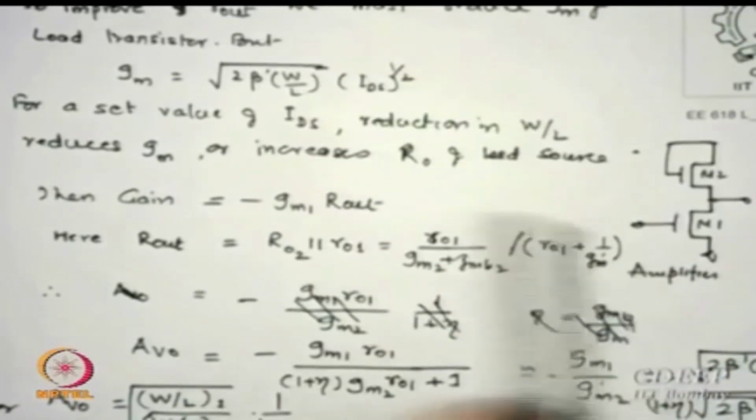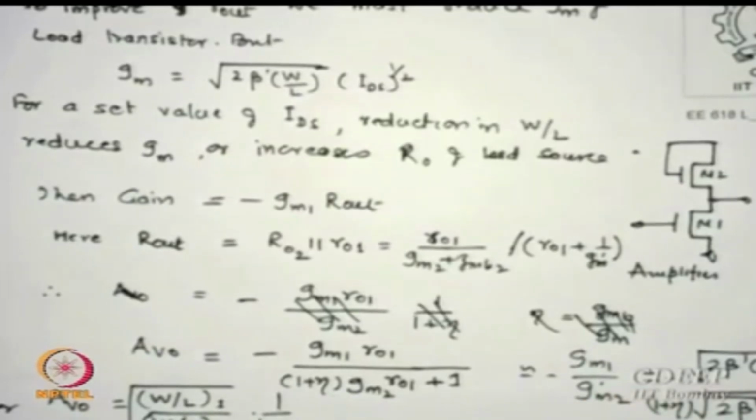So if I substitute this gm1 into this figure, roughly I will say Av0 is the square root of (W/L of 1) by (W/L of 2), divided by 1 plus eta. If you do not want to put eta as 0, you may also use eta 0 in many cases. So what is this kind of amplifier suggesting? Just make a ratio of W/L of the load transistor to the W/L of the driver transistor, and you can adjust your gain without any other parameter in question.